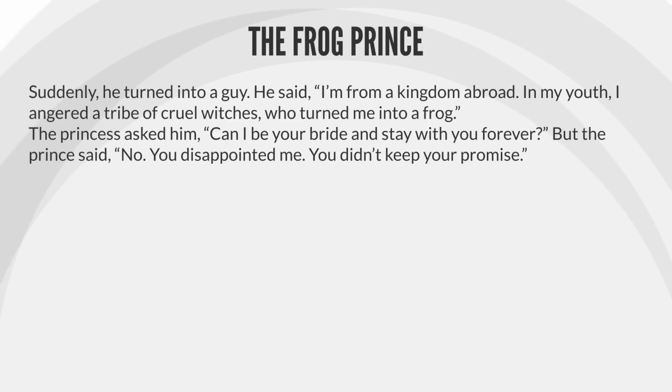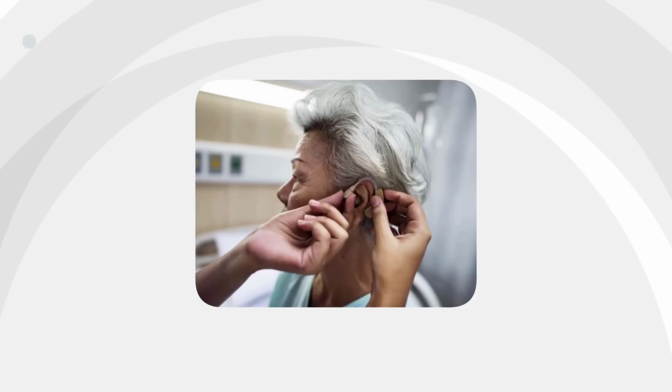He said, "I'm from a kingdom abroad. In my youth, I angered a tribe of cruel witches, who turned me into a frog." The princess asked him, "Can I be your bride and stay with you forever?" But the prince said, "No, you disappointed me. You didn't keep your promise."